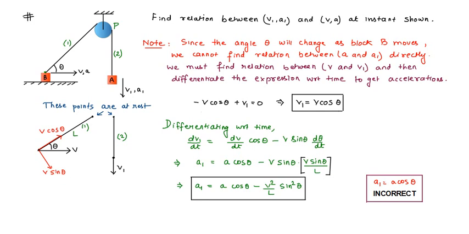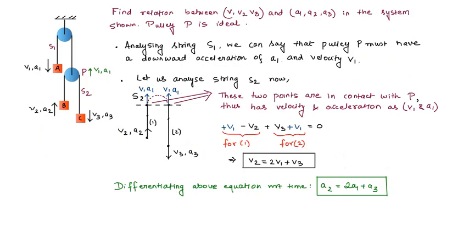So if you solve this expression, you get a1 equal to a cos theta minus v square by L sin theta. So remember that the relation that we had in velocity and the relation that we are now having in acceleration are very different. They do not look similar. But if the angle involved was not changing with time, here there is no changing of orientation of the string, so the relation that we had in velocity and accelerations are very similar.